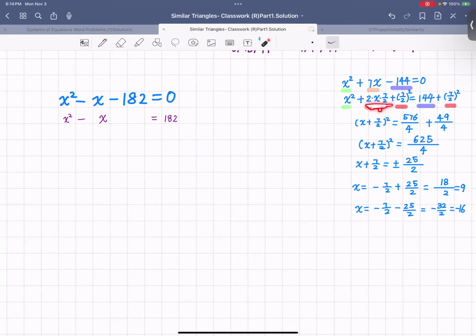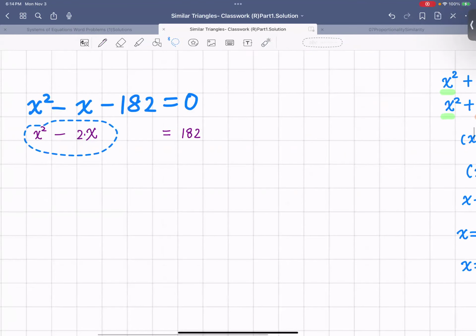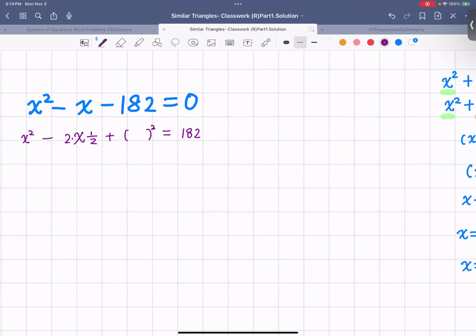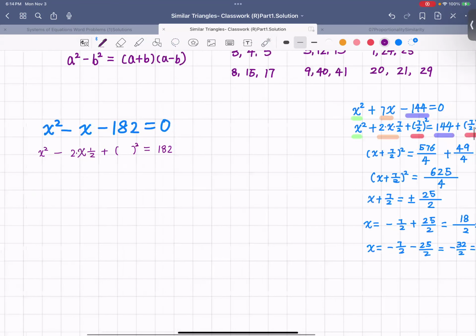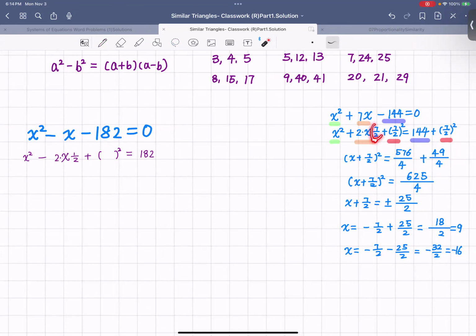What did she do here? 2 times x. Good. Times who? 2 times who equals 1? That's a number. Say it. 1. No, 1/2, right? Yeah. Okay. So you want to plus which guy squared? Look at this. Plus which guy? 1/2 squared. Got it?